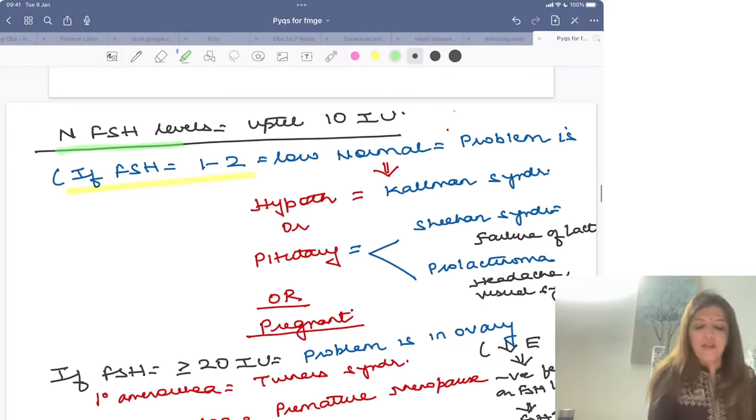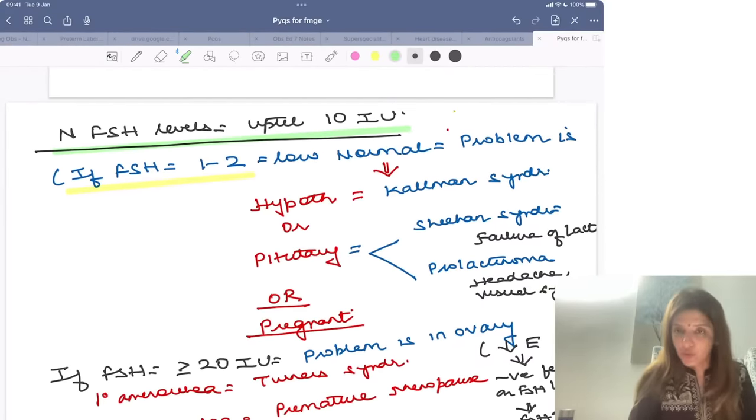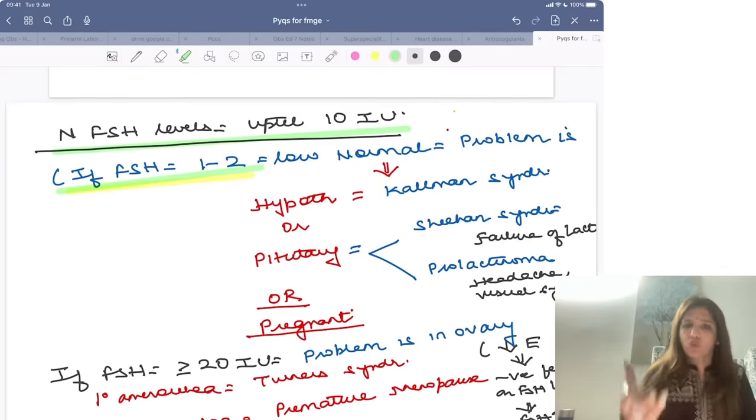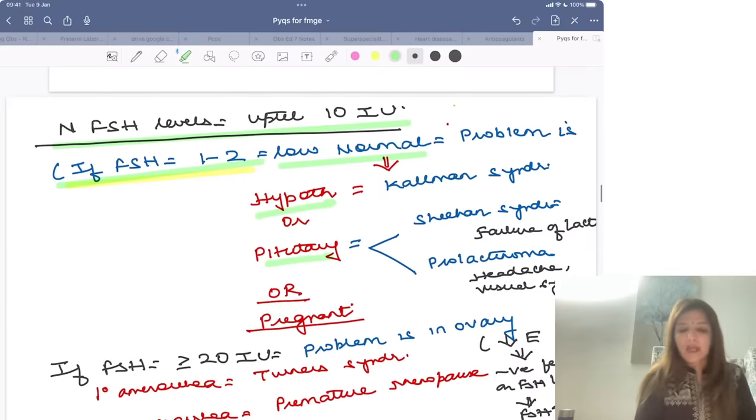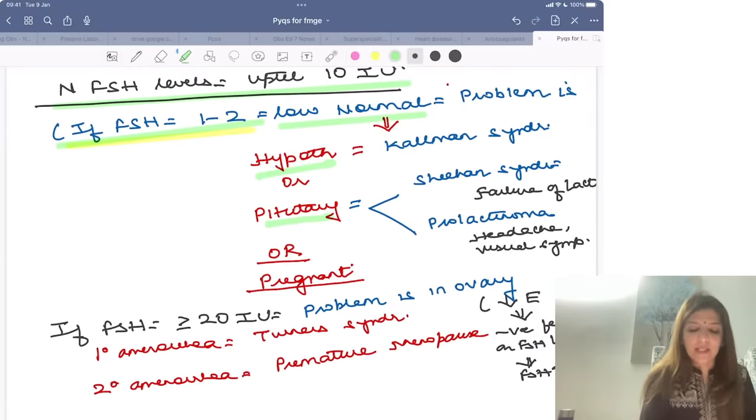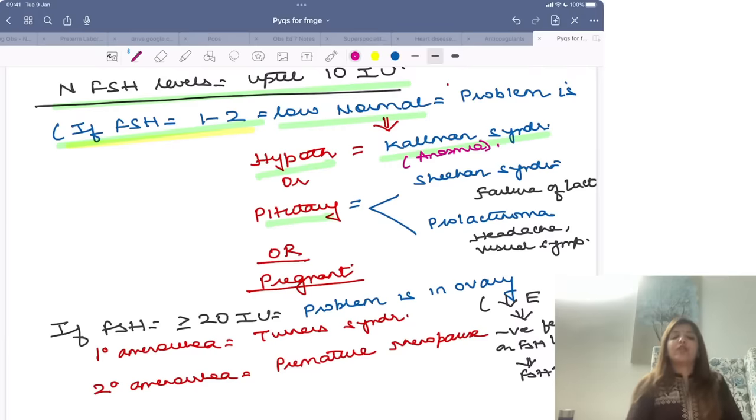Please remember, normal FSH levels are up till 10 international units. If your question says that FSH levels are 1 to 2, yeah, 2 to 3, that means FSH levels are in low normal. So, agar FSH levels low hain, that means problem ya to hypothalamus mein hai ya pituitary mein hai. Hypothalamus ki problem kya ho sakti hai? Kallmann syndrome. Kallmann syndrome mein you get anosmia. So question mein anosmia bhi diya hoga. So levels of FSH will be less. Patient will come to you with amenorrhea and there will be anosmia.